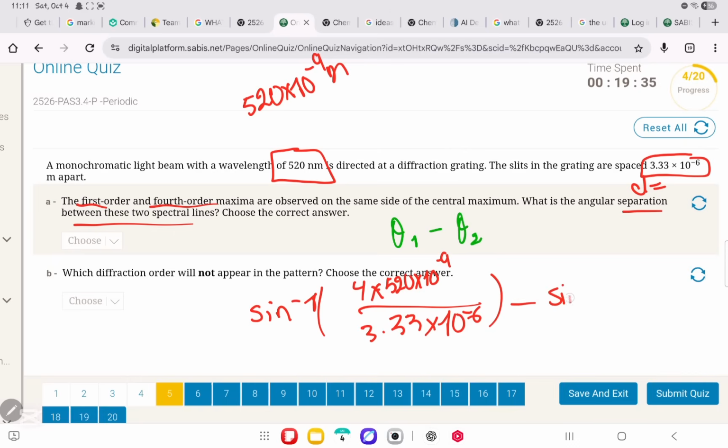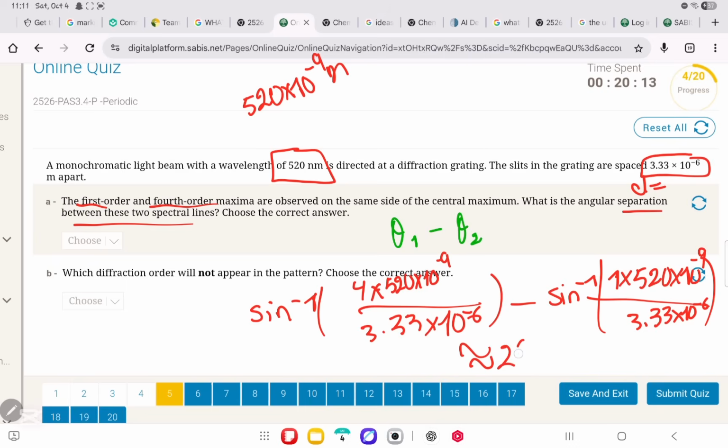Now we subtract it from what? From sine inverse 1 times 520 times 10 to the power of minus 9 over 3.33 times 10 to the power of minus 6. So that's basically the same as doing theta 1 minus theta 2 and getting your answer. So let's put it on the calculator. Shift sine 4 times 520 times 10 to the power of minus 9 over 3.33 times 10 to the power of minus 6 minus sine inverse 1 times 520 times 10 to the power of minus 9 over 3.33 times 10 to the power of minus 6. And we will get an approximate answer. It's what? It's 29.7, so approximately 30 degrees.